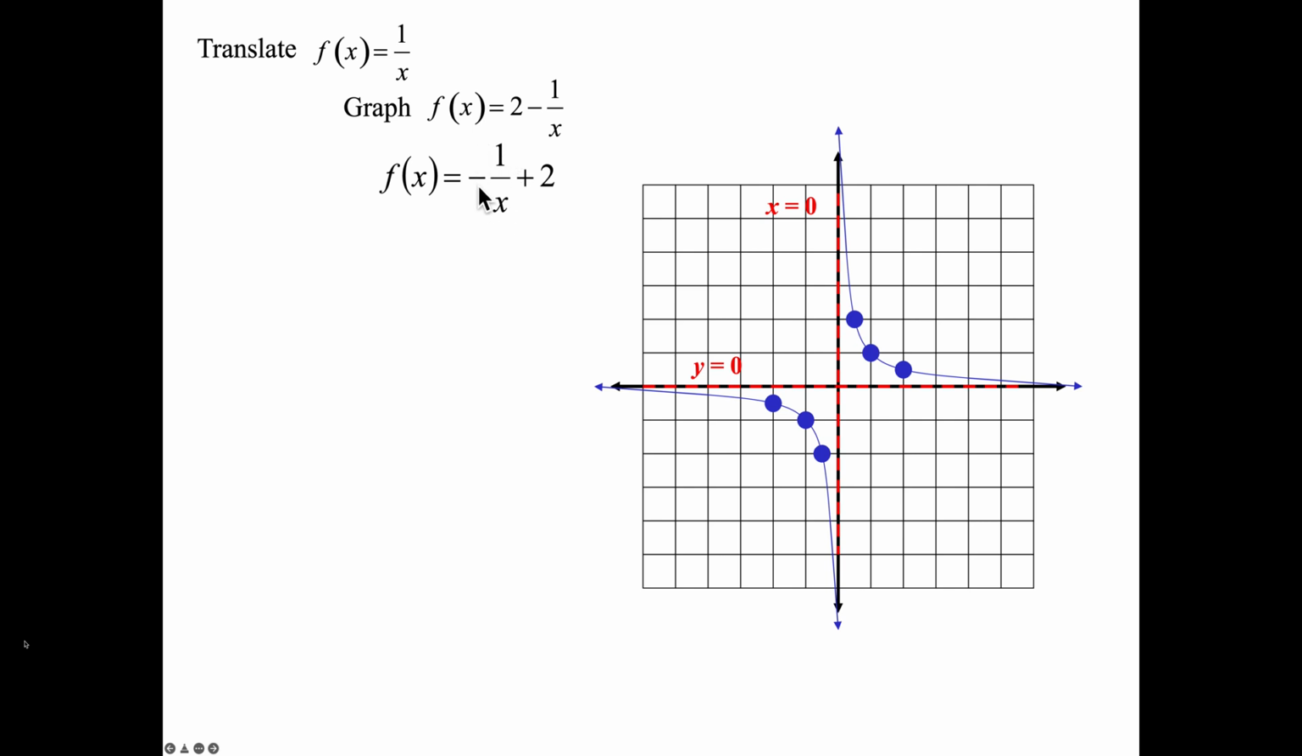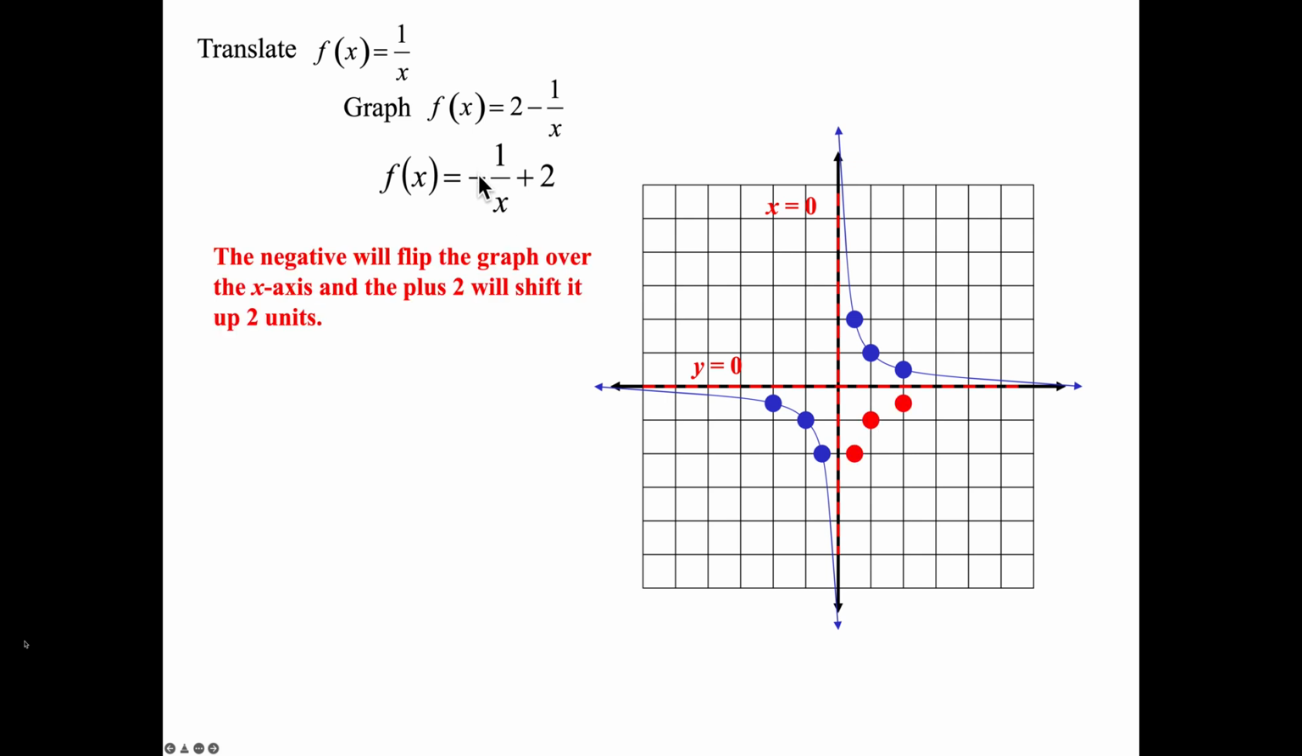All right, but it's on the outside. It's not in by the x. This is going to flip it over the x-axis. So these 3 points right here are going to flip over the x-axis. These 3 points here are going to flip over the x-axis. And there's the flip of the negative.